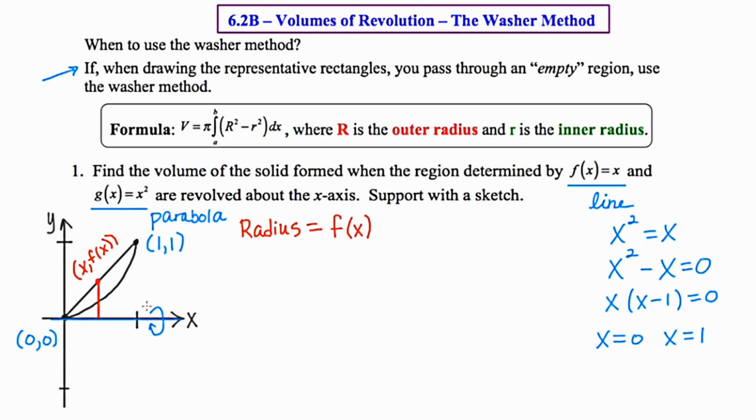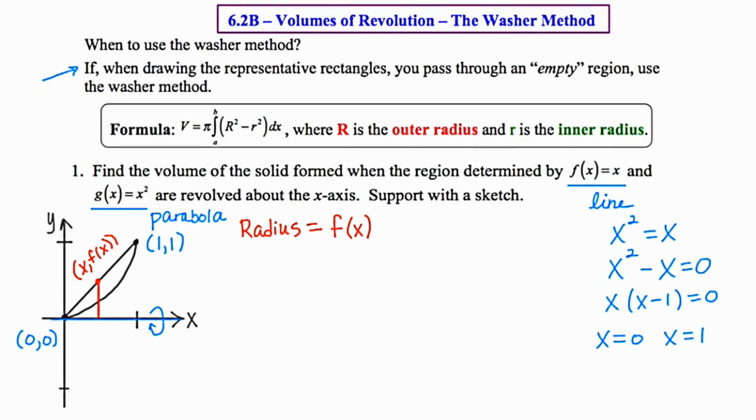I also want to make it clear that to get to this outermost point, I went through what I would consider to be an empty region where there's no graph at all. Like this little region right here is not part of the enclosed region, so it's the empty space.